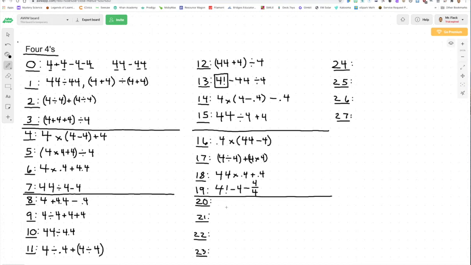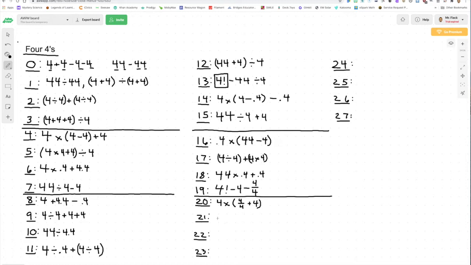So 20, I did 4 times, and then I put in parentheses 4 fourths plus 4. So here I did parentheses first. 4 fourths is 1. 1 plus 4 is 5. Oh, 5 times 4 is 20. There we go. That works.